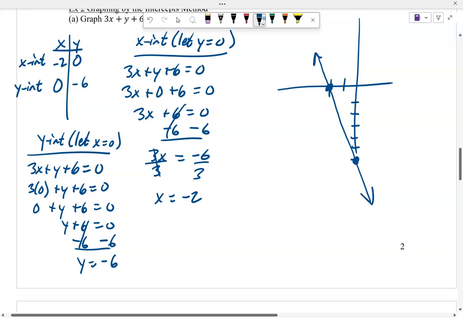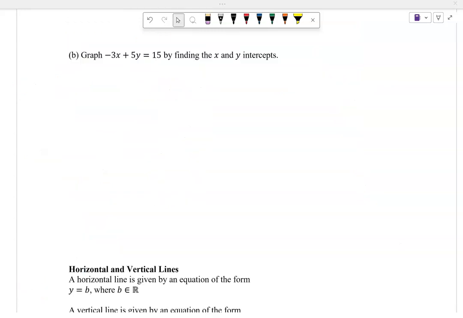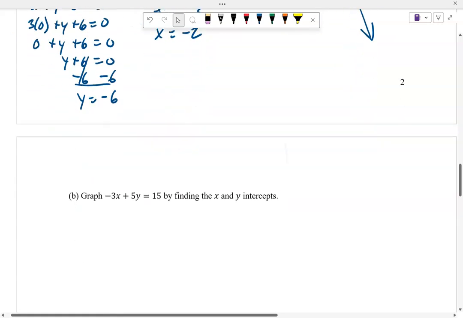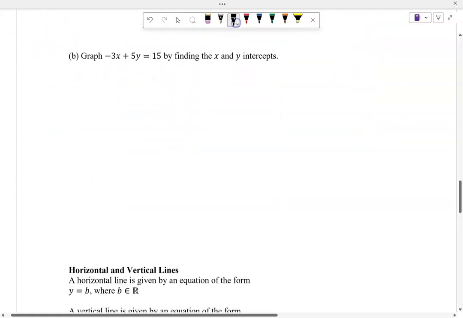So I've just graphed it by the intercept method. I found my x-intercept and I found my y-intercept. All right, here's one more we'll do with the intercept method. So try that again here. To find my x-intercept, let y be 0. To find my y-intercept, I let x be 0.